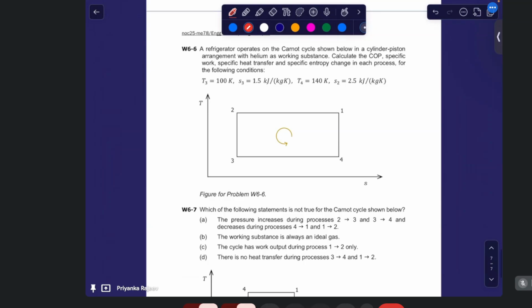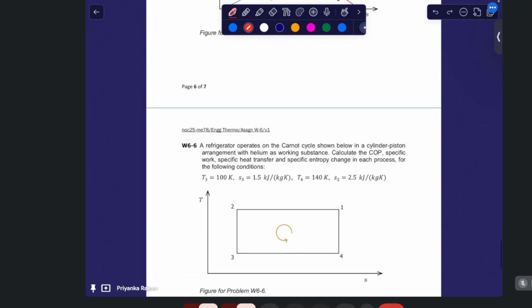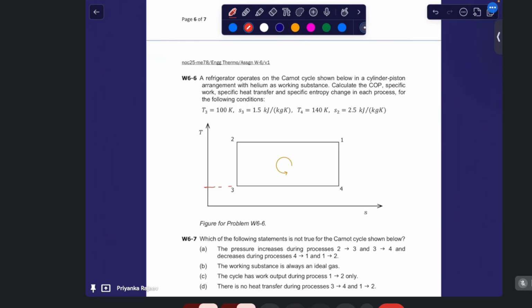Now, the sixth question. A refrigerator operates on the Carnot cycle shown below in a cylinder-piston arrangement with helium as the working substance. Calculate the COP, specific work, specific heat transfer, and specific entropy change in each process for the following condition. So T3 they have given us 100 Kelvin, and S3. Okay, I'll just mark it over here.